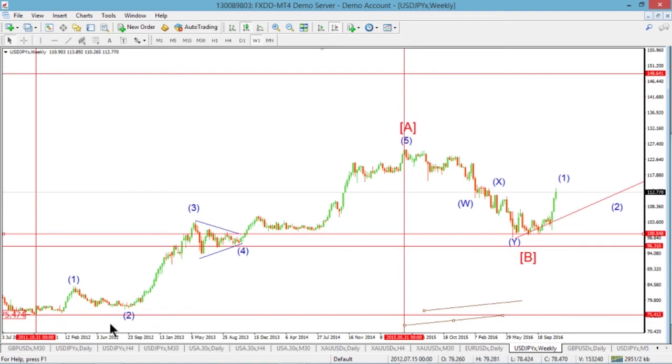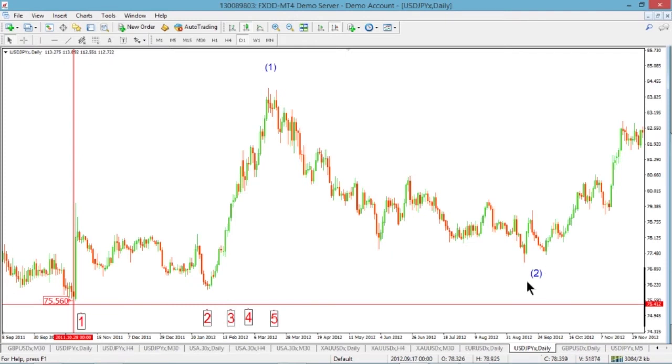How about we look into a wave 1-2 relationship? So we'll get down here into this lower degree move. Here we have our wave 1-2 structure off the price low at 75.56. The actual price low was 75.56. So off that price low, we had an impulsive structure to the upside. I'm going to label that for you now.